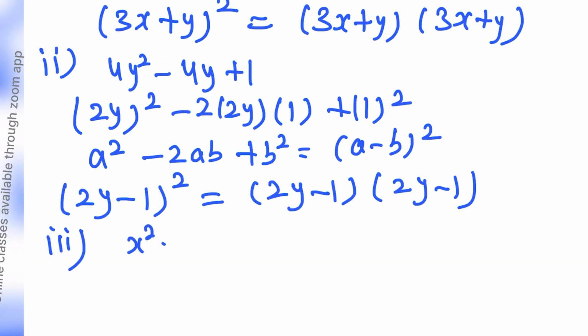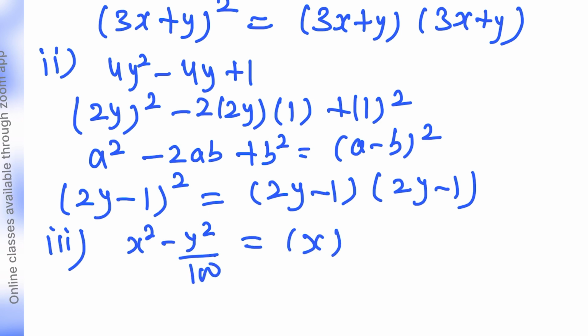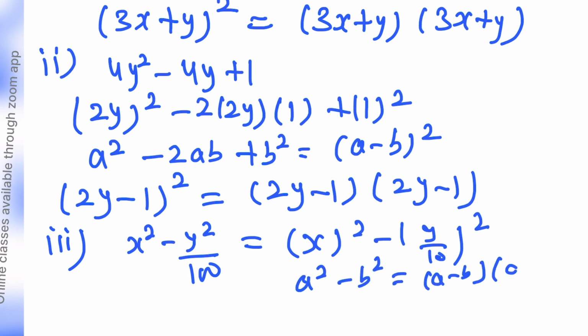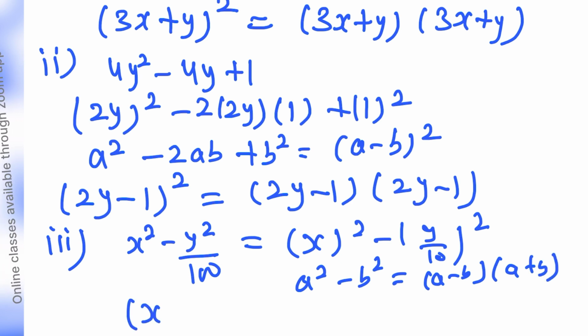The next part is x square minus y square by 100. So we can write it as x square minus (y by 10) whole square. This becomes a square minus b square, which is equal to (a minus b) into (a plus b). So here a is x and b is y by 10.